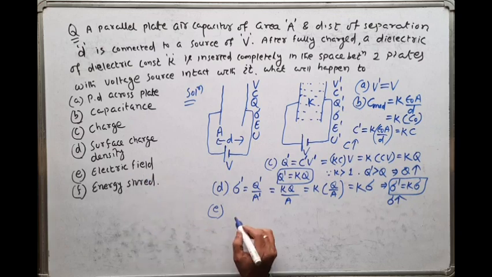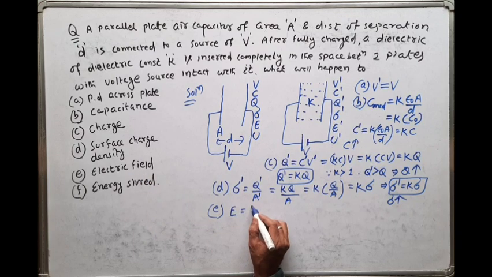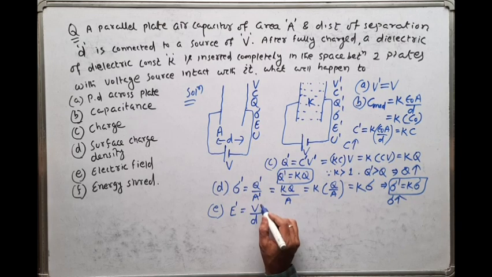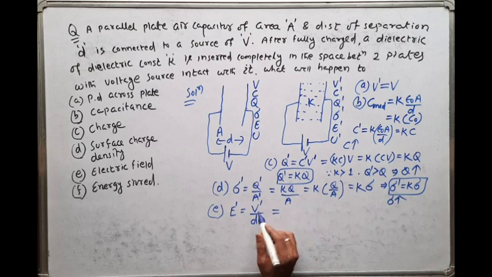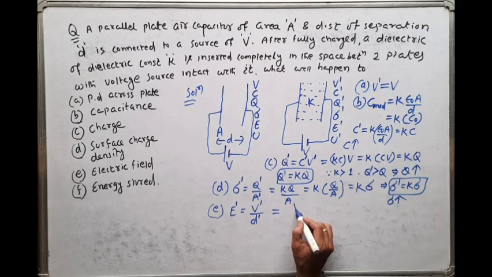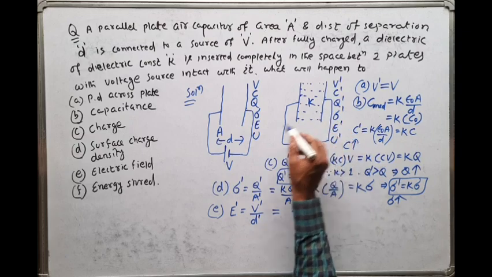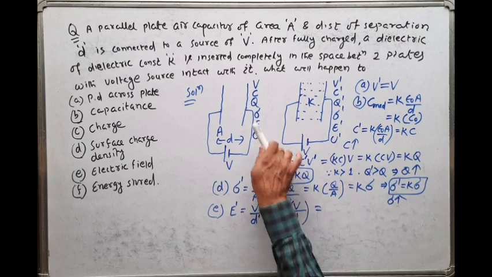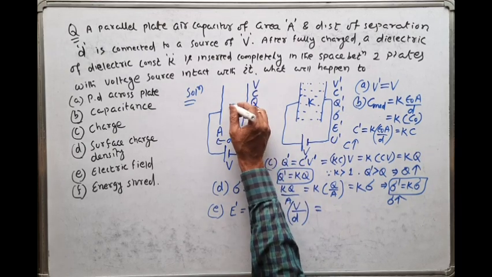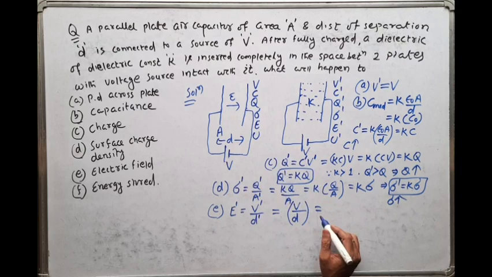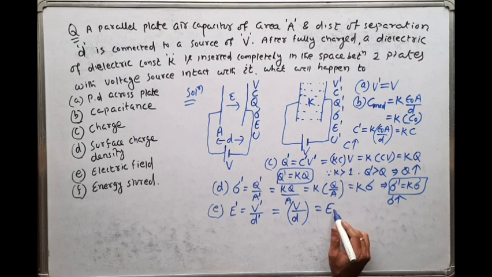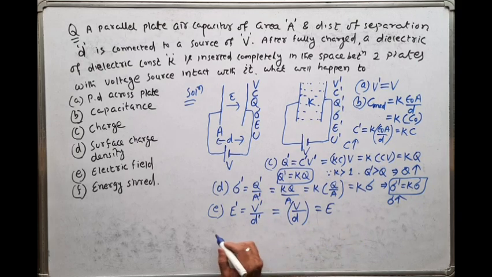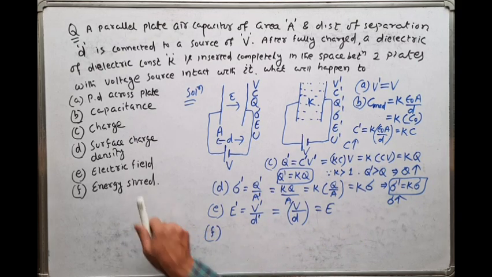Next, what is the electric field intensity? Electric field intensity is nothing but potential difference divided by distance. So E dash is equal to V dash by D dash. But V dash is the same voltage V, and D dash, the distance between two plates, remains the same. It is not changed. So V by D. But what is V by D? V by D is the electric field E. So I can write E dash is equal to E. That means the electric field will not change. It will remain constant.